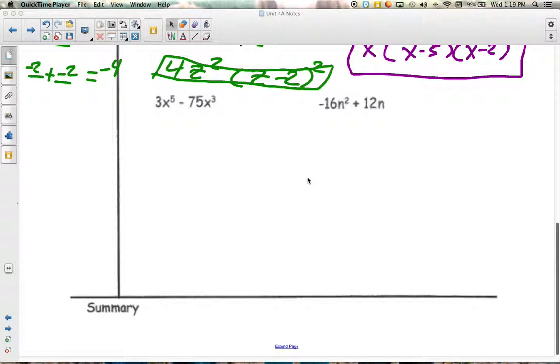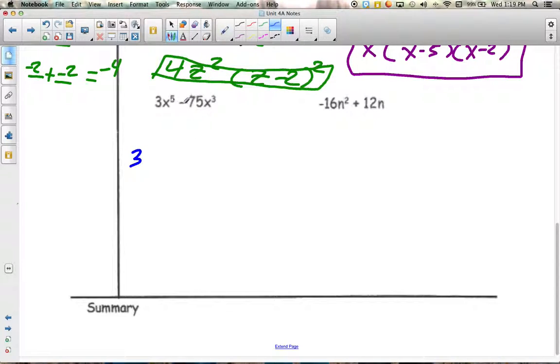Factor completely. I have 3x to the fifth minus 75x cubed. I'm going to look at the two numbers, 3 and negative 75. I'm going to look for the greatest common factor. So the greatest common factor between 3 and 75 would be 3. So I want to factor out the 3.